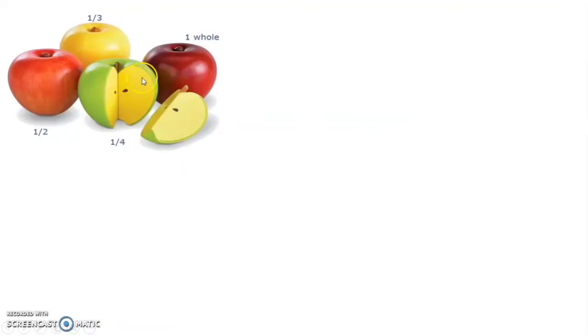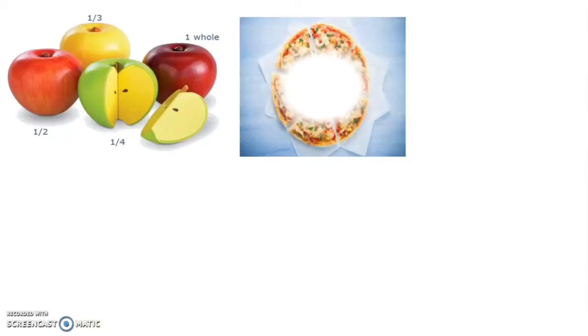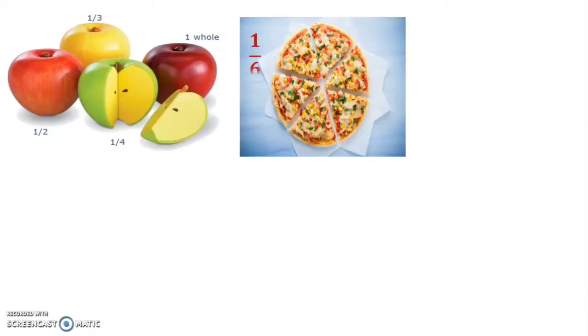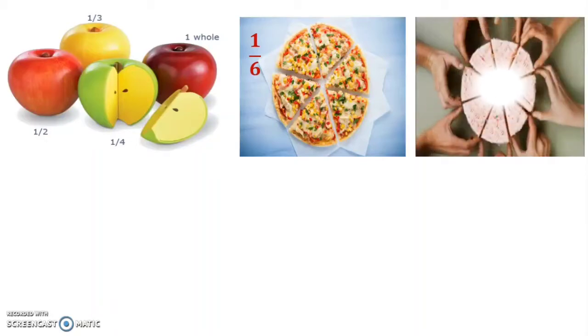Similarly, we have one more apple which is told to be cut in 1 upon 4 part. So we cut it into 4 equal parts. Similarly, we have a pizza which is cut into 6 equal parts. So we write the fraction as 1 upon 6. And a cake which is cut into 8 equal parts. So we write the fraction as 1 upon 8 because one cake is cut into 8 equal parts.